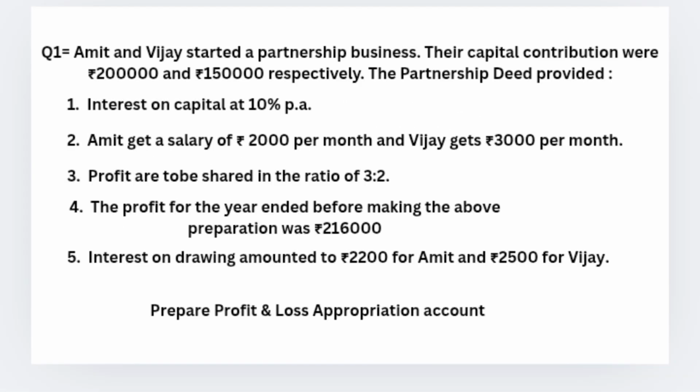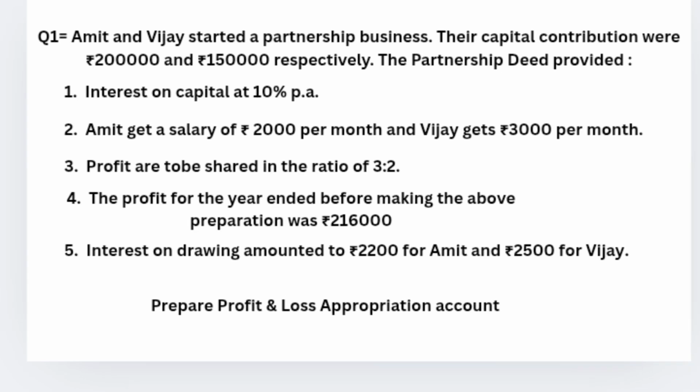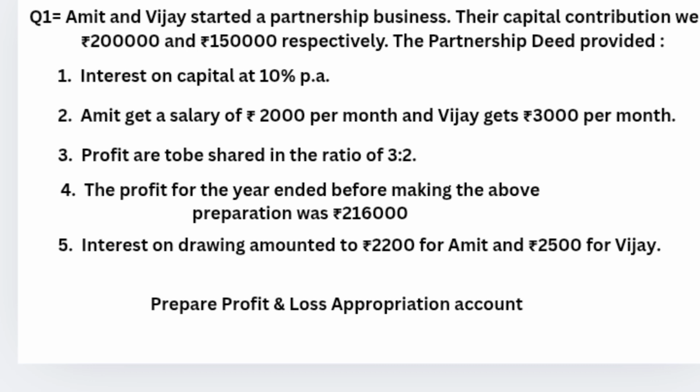Profits are to be shared in the ratio of 3:2. This one we'll calculate in the last part because we have to calculate the credit side first. After getting the amount from the credit side, then we'll calculate this one. So we'll move to the next one. The profit for the year ended before making the above appropriations was 2,16,000. This amount we get from the profit and loss account, and we'll transfer this amount to the credit side of the profit and loss appropriation account, as I said earlier in the previous video. I hope you check that video first.